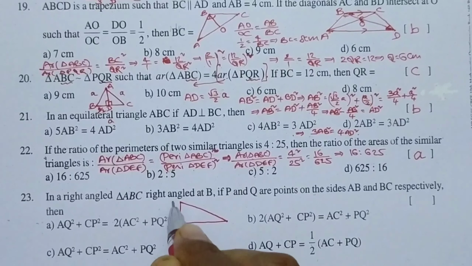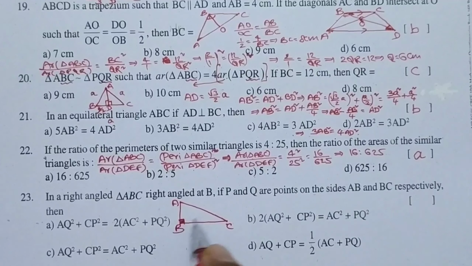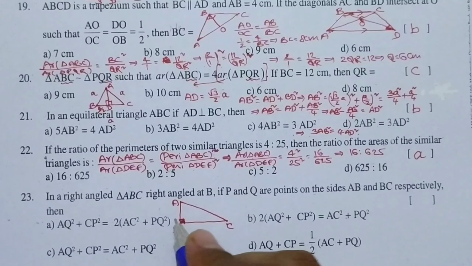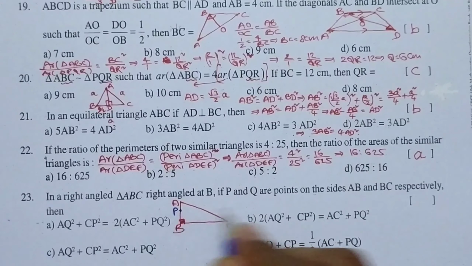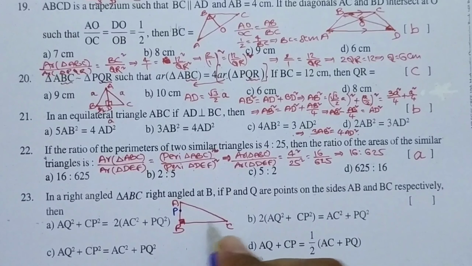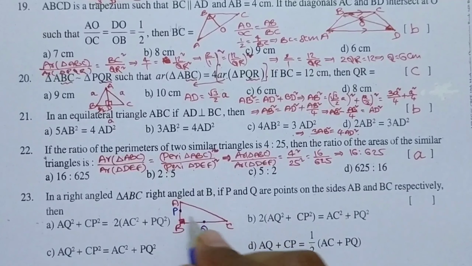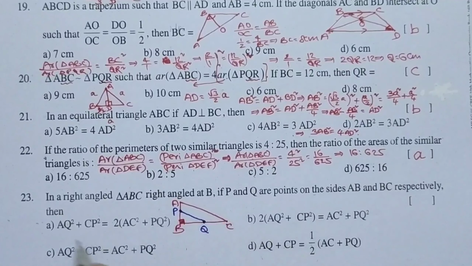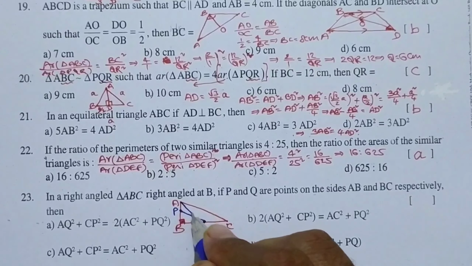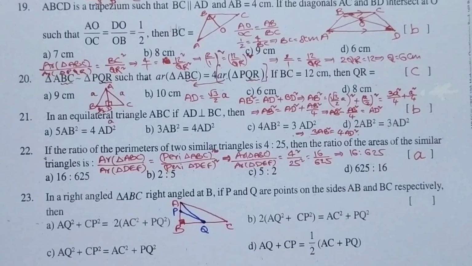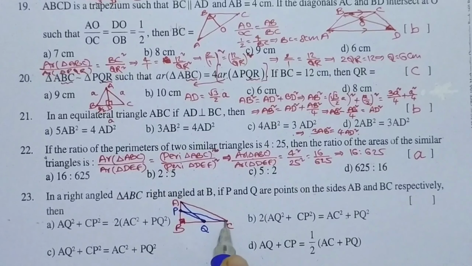So here this is triangle ABC, right angle at B, and P is a point on AB. So here I am taking a point P on AB, and Q on BC. So let us join PQ also. Here AQ is required, so let us join AQ also. And here CP is required, let us join CP also.